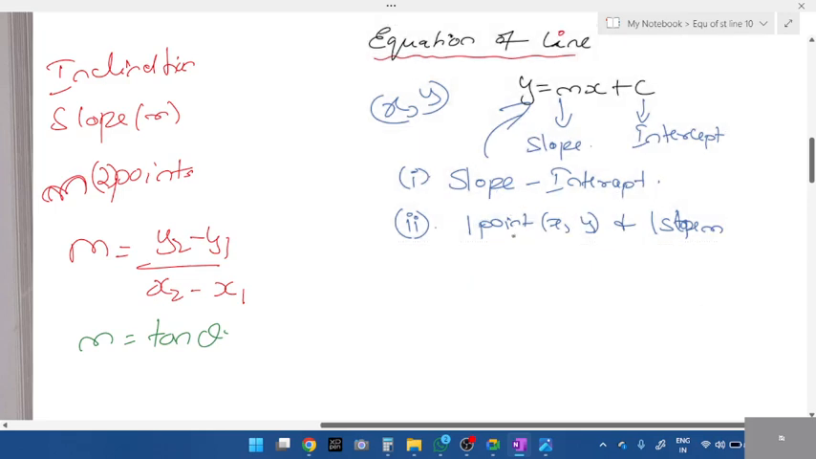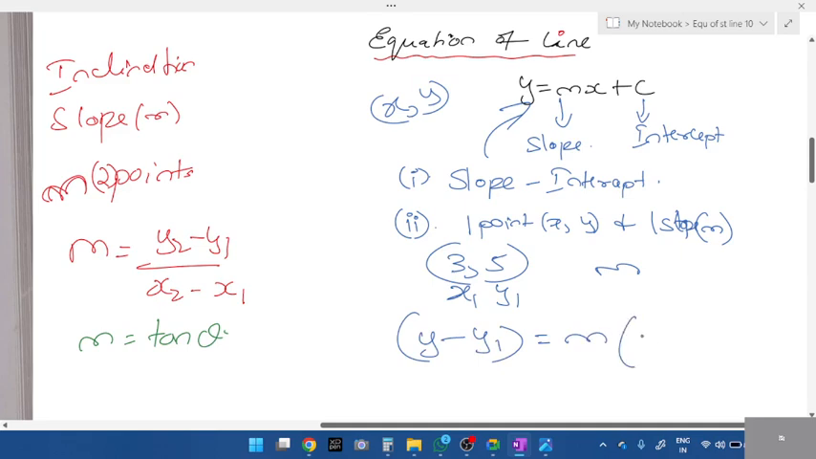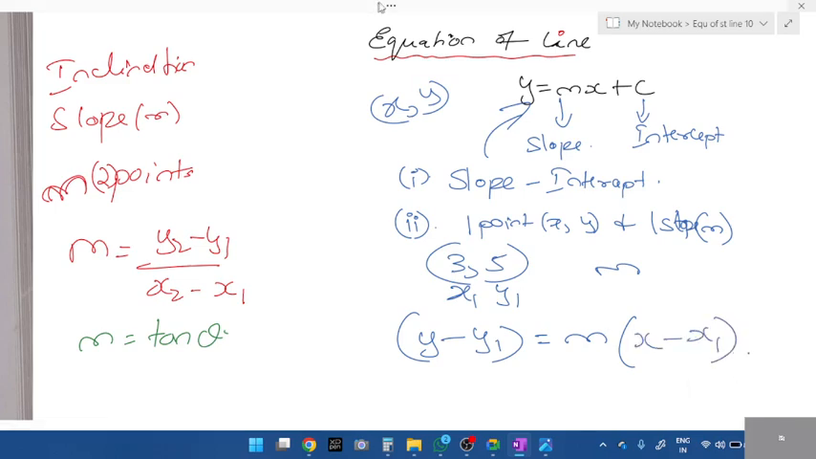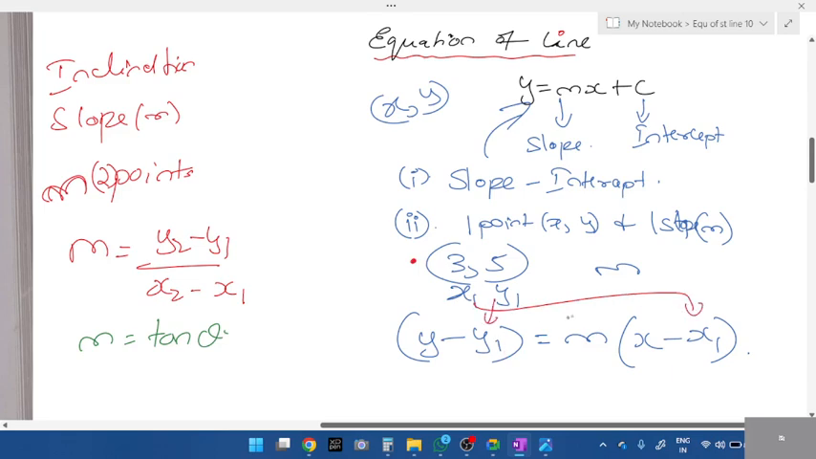Slope intercept formula, and the one point, one slope formula. So what do you mean by one point? If I give 3 comma 5, you take this as x1 and this as y1. Slope is m. To find the equation of a line, the formula is y minus y1 equals m into x minus x1. See, we make use of only one point, 3 comma 5. All of you will make a note of this. One point and one slope.